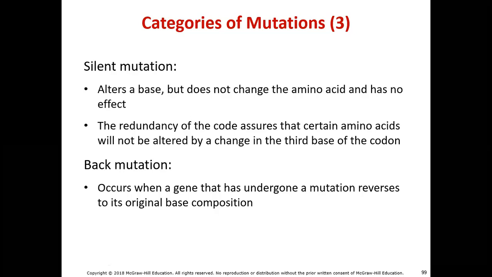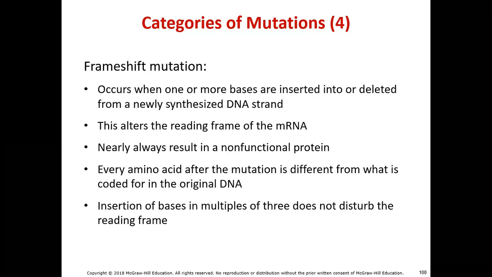A back mutation occurs when a gene that has undergone a mutation reverses to its original base composition. So occasionally a gene can mutate and then mutate back to its original base. Frame shift mutation occurs when one or more bases are inserted or deleted from a newly synthesized DNA. So this is occurring during replication of the DNA. So that change results in an altered reading frame for the messenger RNA. This almost always results in a non-functional protein.